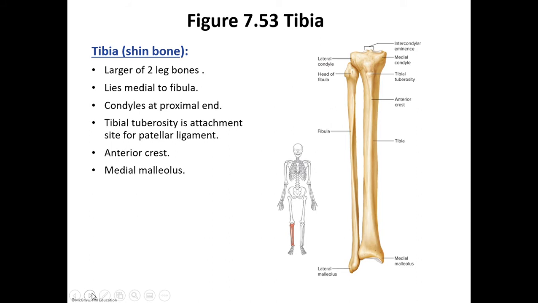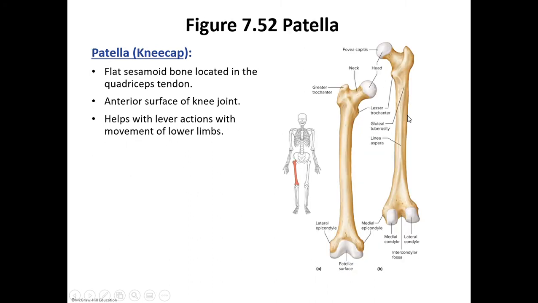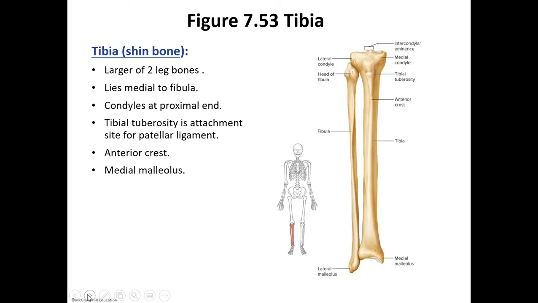That brings us to the tibia. The tibia is the larger of the two leg bones. It sits right in the middle. Now, the tibia has an anterior crest. This crest is very similar to what we just looked at in the femur. That is a crest-like structure, but for the femur, it sits on the posterior, whereas for the tibia, it sits on the anterior side.